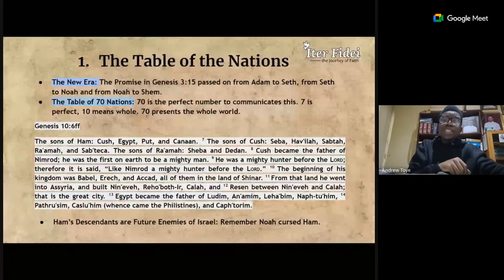So the descendant of Ham, Canaan, was cursed. He was cursed because he embarrassed his father by seeing his nakedness, and he mocked him by telling his brothers. So the curse really followed him. And he gave birth to the enemies of Israel, like Egypt, Canaan, and Philistines. They created cities of men like Babylon, Assyria, and Nineveh, and so on.